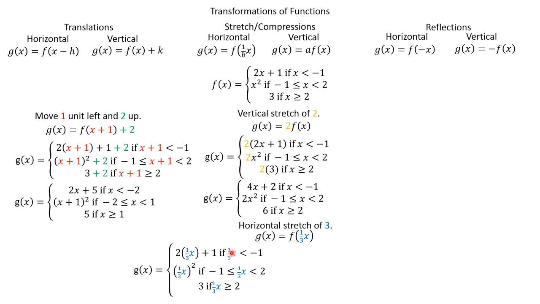And then over here, to get rid of the 1/3, we just multiply by 3. So this will be negative 3, and 6. And this will be 6. And so we get that.